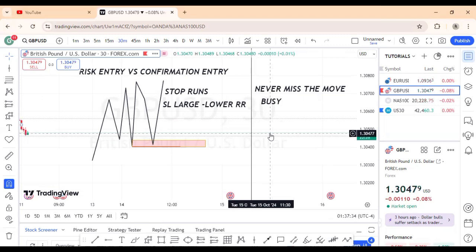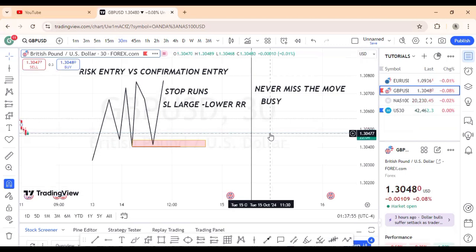Then you come back around 5 p.m. or 6 p.m. when you're done with your work, and then you check your trades and see if they played out or not. That's one of the ways you can trade if you are a busy person, maybe you're a student, and all those things, right? You can always use risk entries, place your limit, and then walk away and allow price to do its thing. So you have to weigh the pros and cons.